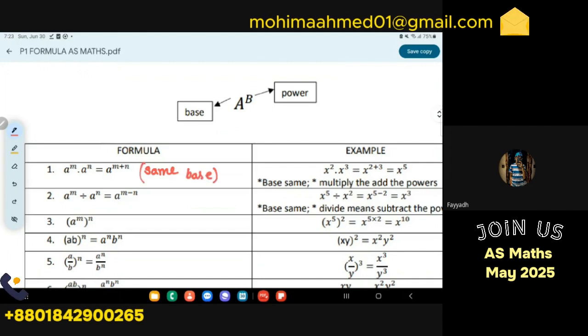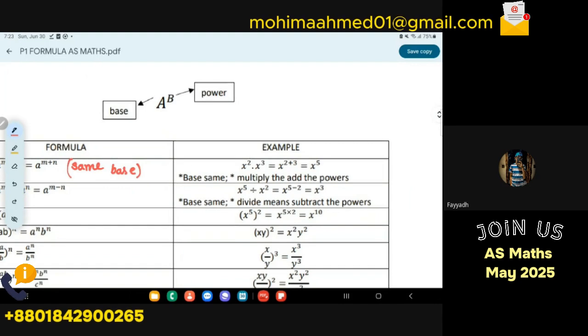Same base. And then in the next part you have an example over here: x to the power 2 multiplied with x to the power 3 gives you x to the power 5, right? Over here they both have the base x, so that's why we could add their powers together. 2 plus 3 turns out to be 5, right? That's how you're going to get 5 on the power for base x.